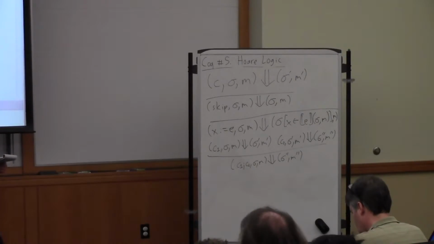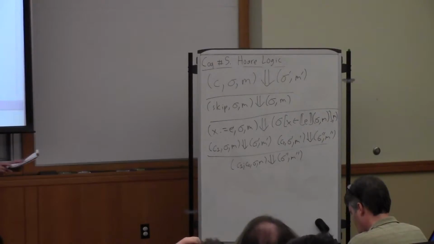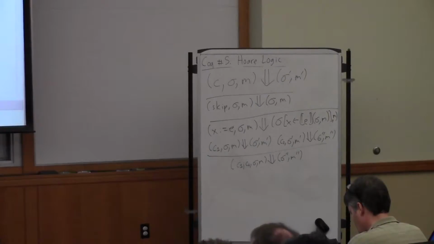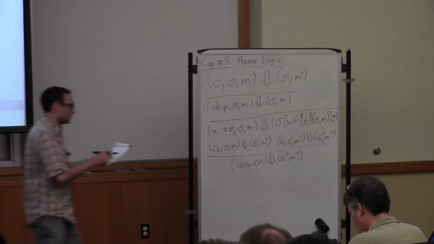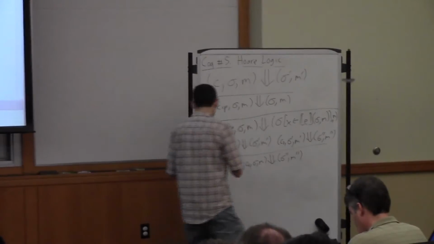So there's sort of a lot of verbiage here, but if you think it through, it follows naturally as the only way to make sense of sequencing. And the last representative rules that I'll show are dealing with the while loop. Here we're actually going to have two different rules.